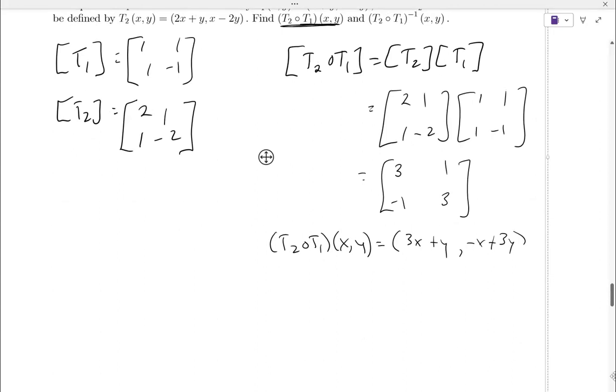If I want to do the next part and do the inverse of the composition, there's a couple of ways we can think about it. Well, I've already got what the matrix is for the composition. So to find the matrix for the inverse, what do I need to do? If I already have the matrix for the transformation, to find the matrix for the inverse transformation, what do we do? Yeah, just take the inverse of the matrix, right?